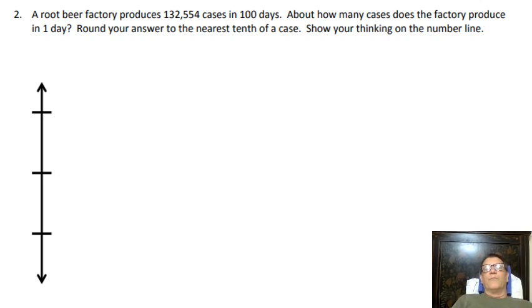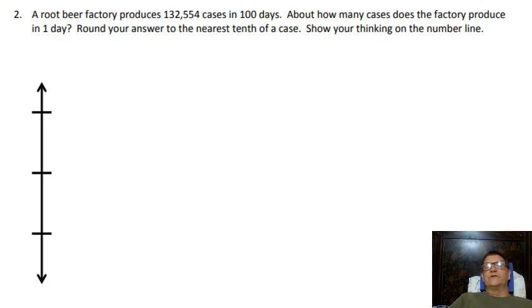Now we have a word problem. A root beer factory. I love root beer. A root beer factory produces 132,554 cases in 100 days. About how many cases does the factory produce in 1 day? Round your answer to the nearest tenth of a case. Show your thinking on the number line.